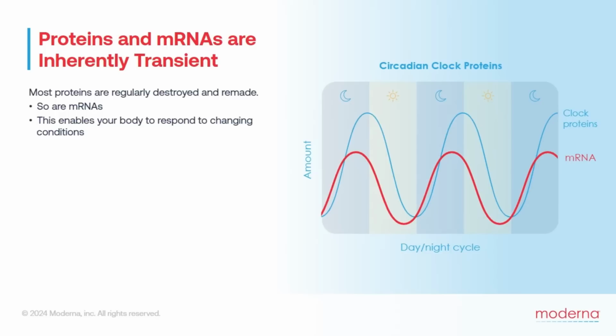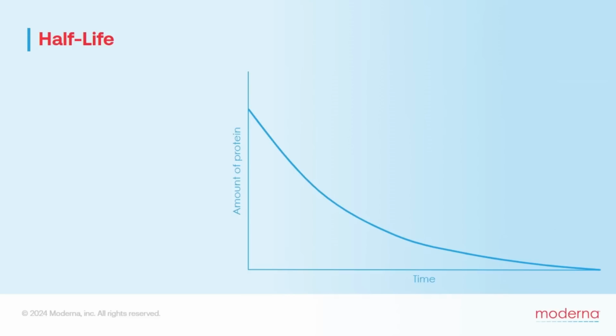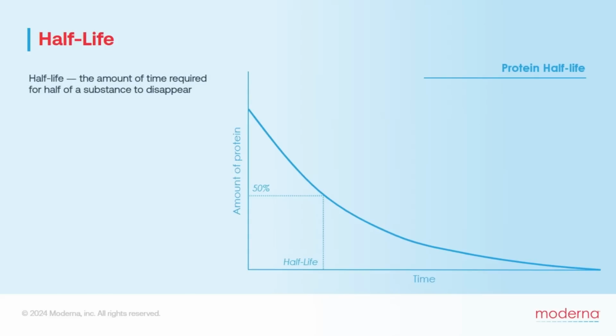Although all proteins and mRNAs are transient, each different protein and its corresponding mRNA has been tuned evolutionarily to have an optimal lifetime. Now, let's learn about a way to measure how long proteins and mRNAs stick around. A common measure used to describe how long a particular substance sticks around is its half-life. Half-life is the amount of time required for half of a substance to disappear after it has been made.